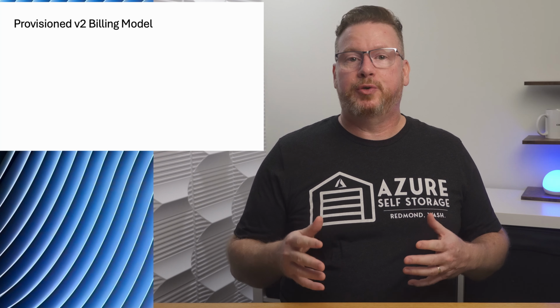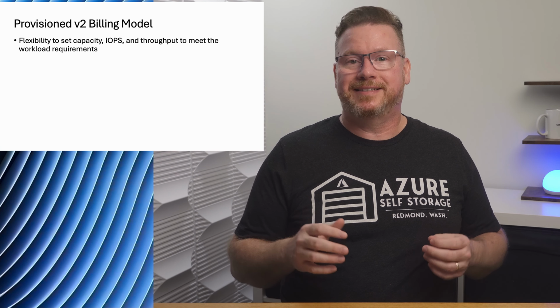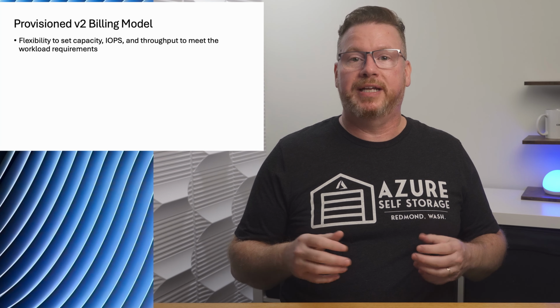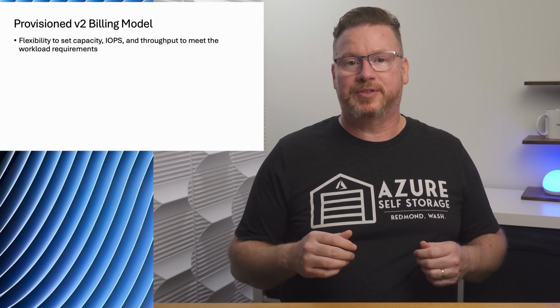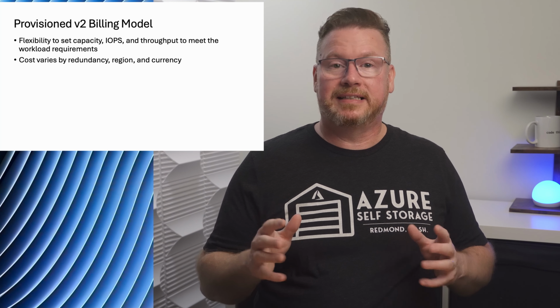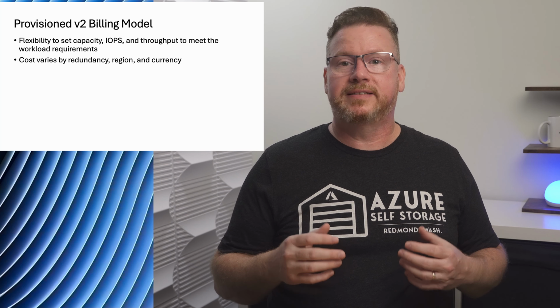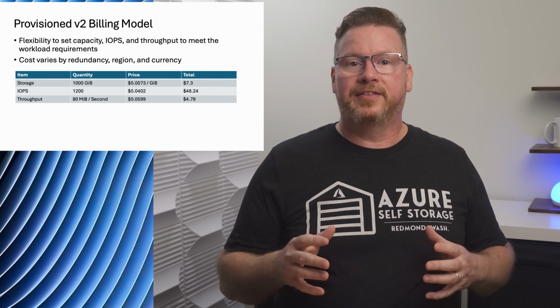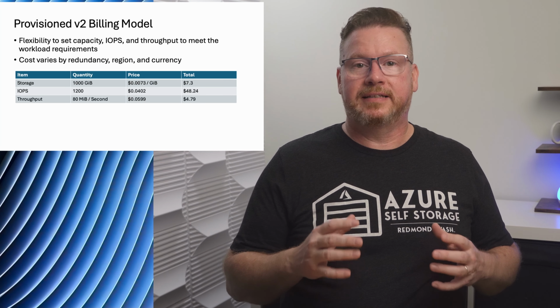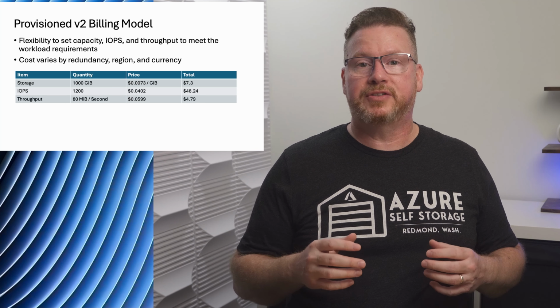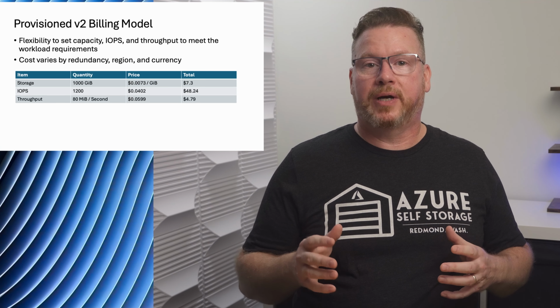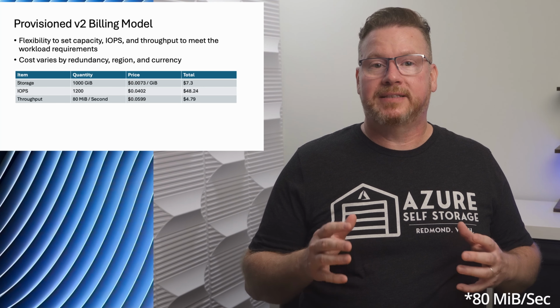The Provision v2 model provides flexibility to set IOPS, capacity, and throughput independently to meet the customer's need. The cost is calculated a little differently with the Provision v2 model, and the cost will vary by redundancy, region, and currency. On the screen is an example of calculating the cost for a 1,000 gigabyte storage account with 1,200 IOPS and 10 megabytes of throughput.